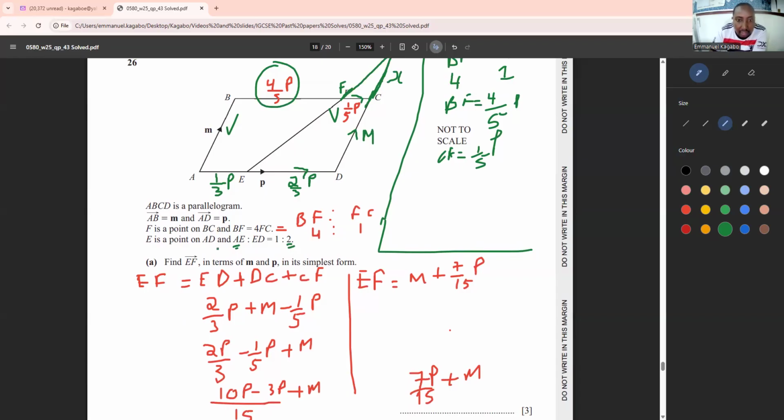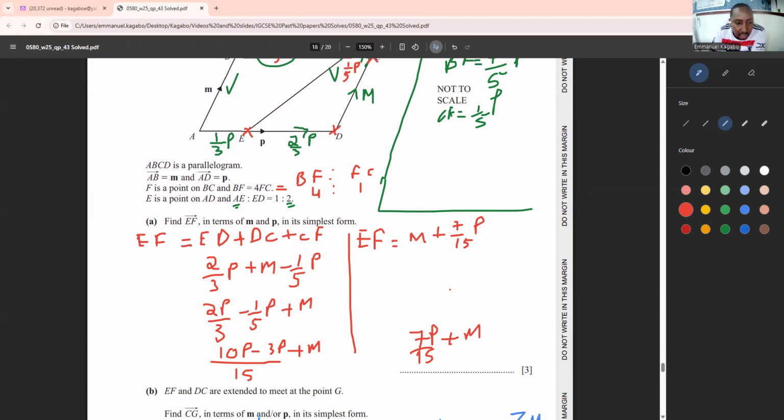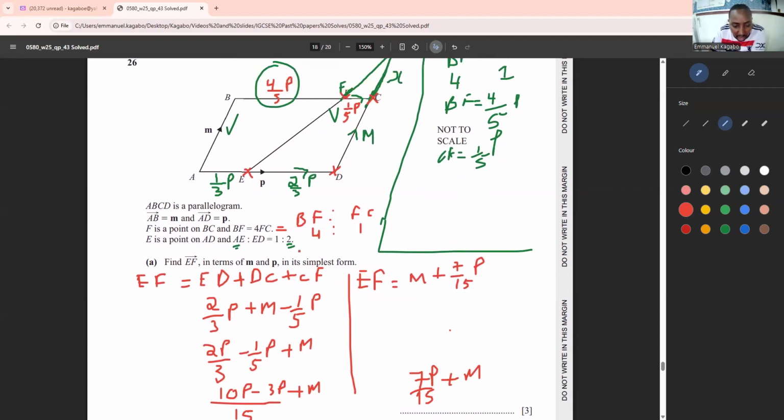Then they said find EF in terms of M and P in the simplest form. Now, there are many ways I can approach the question, but I prefer to go this way. EF, this is the one they're talking about. Let me use a different color for you to see what I'm talking about. I decided to go from here to here, because in vectors, as long as you have a starting point and then back to here. So that's why I did EF is equal to ED plus DC plus CF.